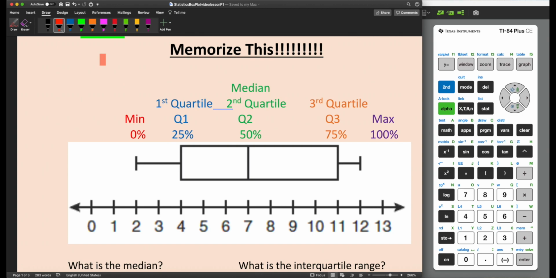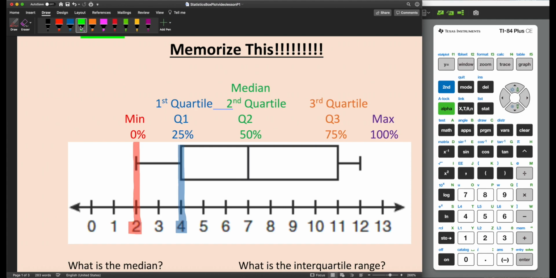Okay, guys, your first section is right here. You always read it left to right. So this is the min or 0%, and when you follow this line down, you hit the number line at 2, okay? Then the second part is this line right here. They can call it the first quartile, they can call it Q1, or 25%. And you follow this line down to the number line, you hit it at 4.